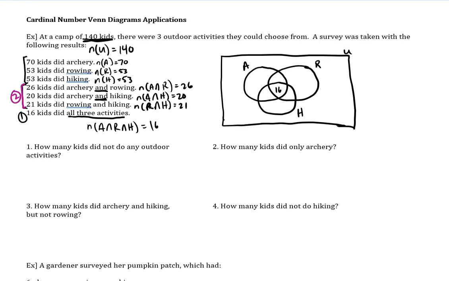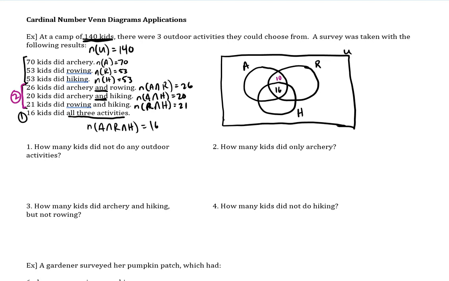So the main goal is, if you can get that most middle part, that's the best way to go, or that's the easiest way, because now I can start to fill in the rest of the football shapes. So for instance, the 26 kids that did archery and rowing. Archery and rowing is this middle football, and 16 is already counted, so that must mean 10 would go right there.